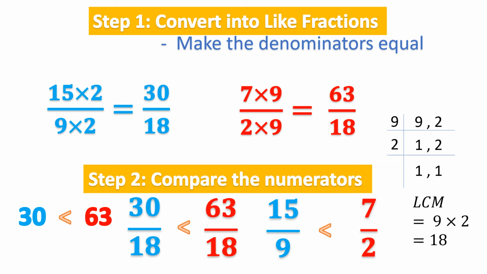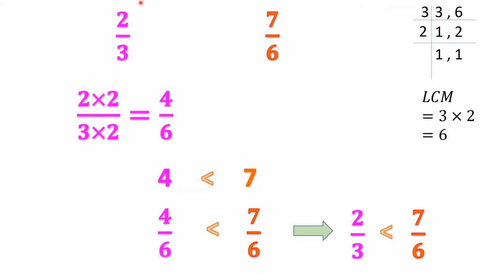Okay, so now look at these two fractions, 2 by 3 and 7 by 6. So in order to compare them, what should I do? First, I should make the denominators equal. For that, what should I do? I should take the LCM first. So 3 and 6. I take the LCM of 3 and 6. Can you see here? So what did I get as the LCM? 3 into 2, 6, right? So I multiply all these numbers after that. So LCM will be that. So 3 into 2 is 6. So 6 is the LCM.